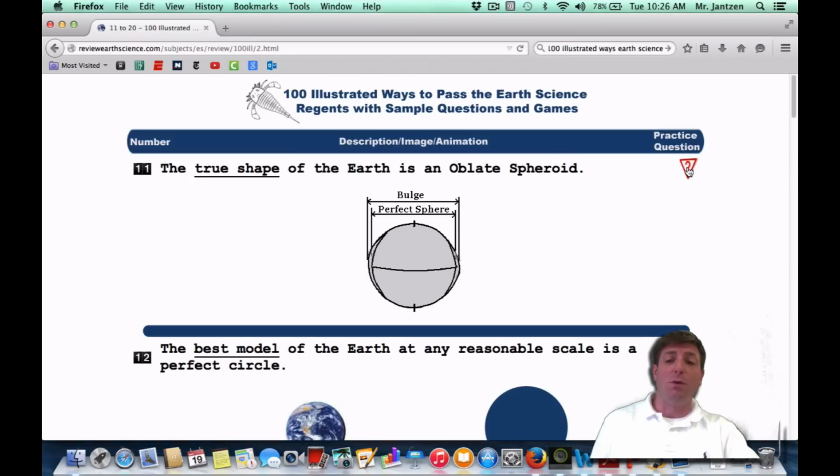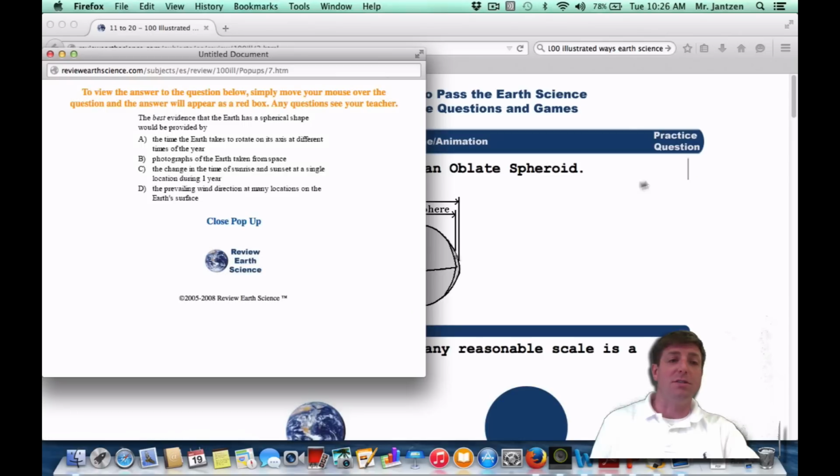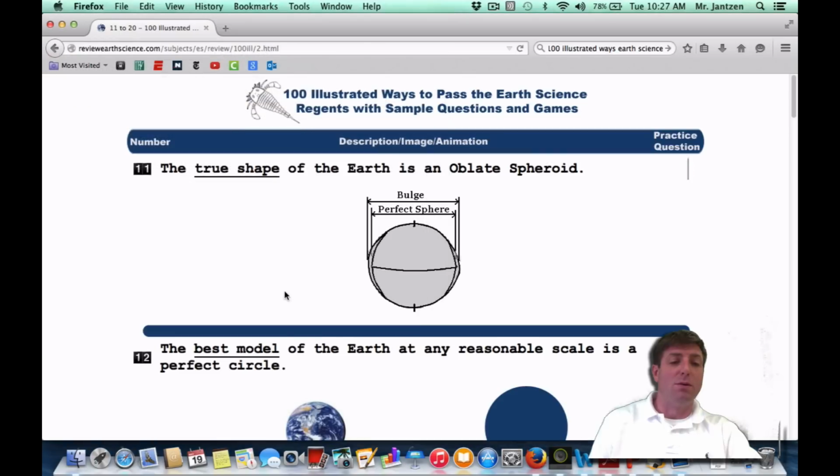If you were going to see this as a practice question on the Regents, the best evidence that the Earth has a spherical shape would be provided by what? Now this is a little tricky because it says a spherical shape, not a perfect sphere. So the best evidence that we know the Earth is round are pictures taken from space, or choice B. Cool. Let's go on to number 12.